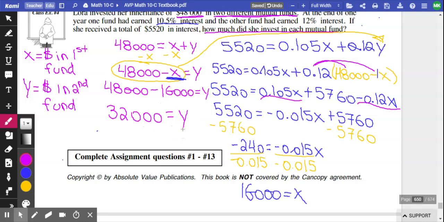The amount of money in the first fund was $16,000. The amount of money in the second fund was $32,000. That answer makes sense because that's a total of $48,000 if I was to add those together. And you can always check your answer. You could verify your work by taking your solution and putting it in the equations and seeing if both sides equal. Remember, that's called verify. Awesome.